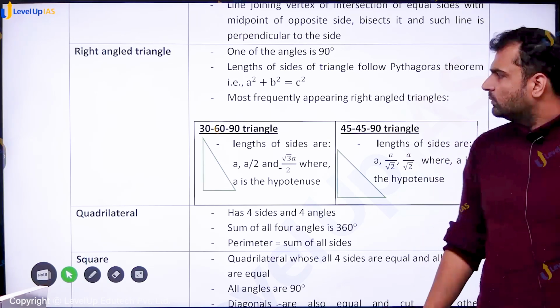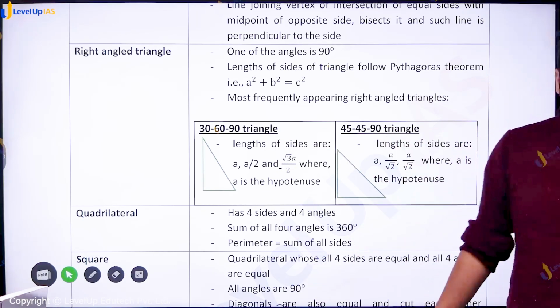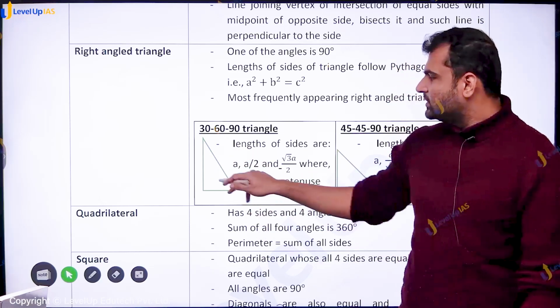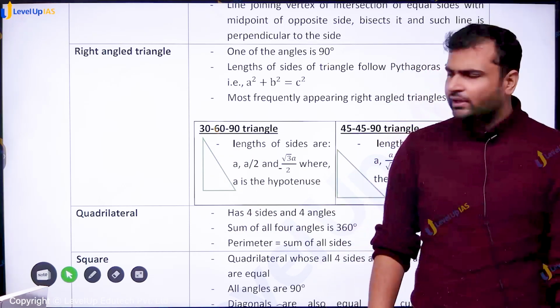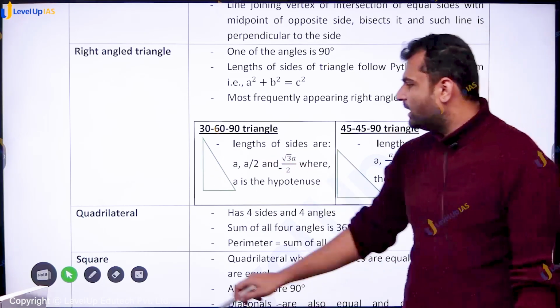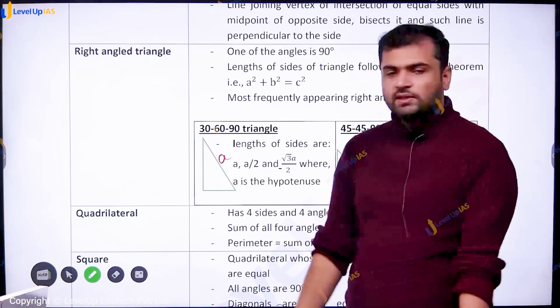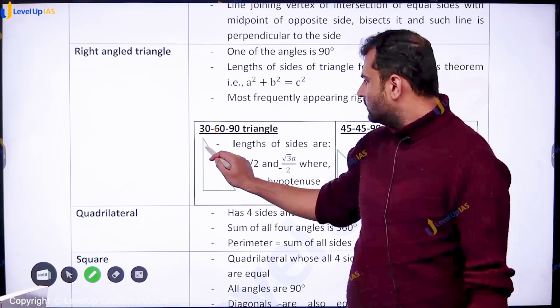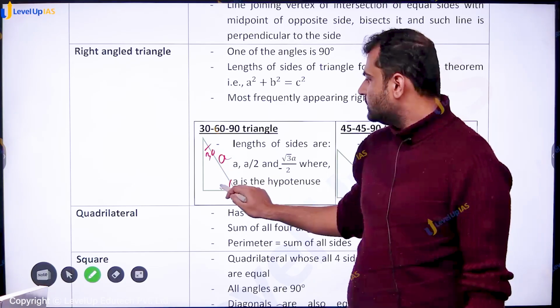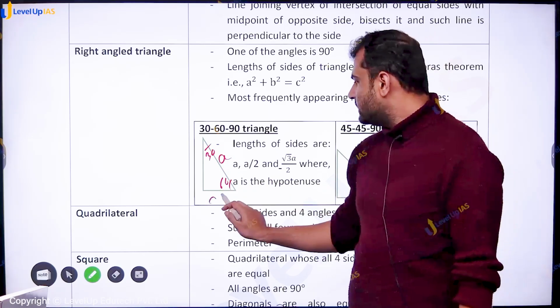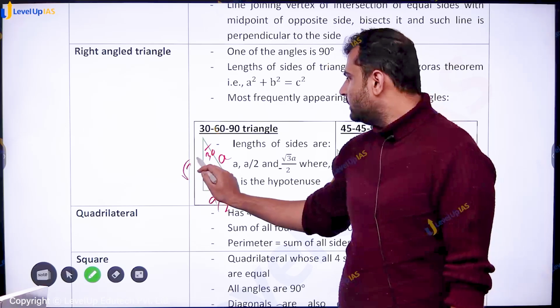And these are the most frequently appearing right angle triangles. One is 30, 60, 90 triangle, where this angle is 30, this is 60, and this is 90. In such a case, lengths of the side are, if we have let us say hypotenuse is A, then this is 30, this is 60, this side is A by 2, and this side is root 3 A by 2.